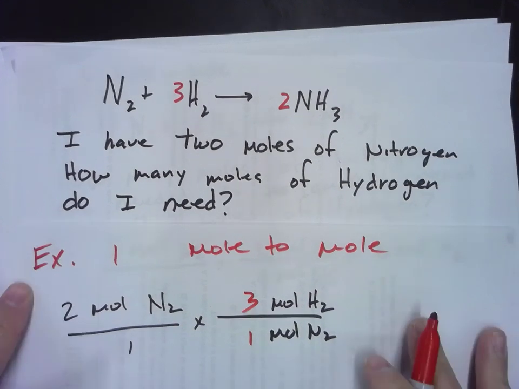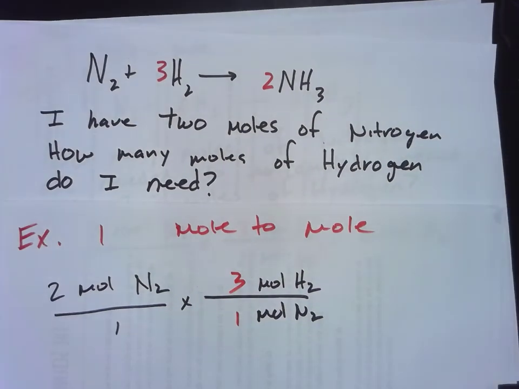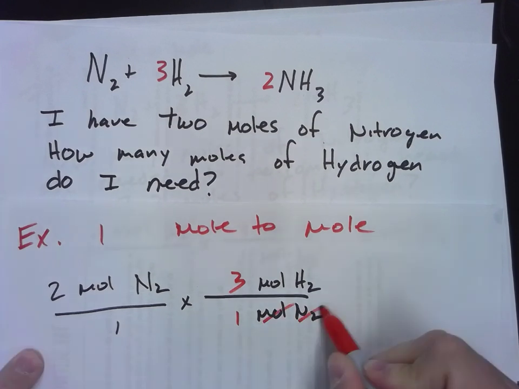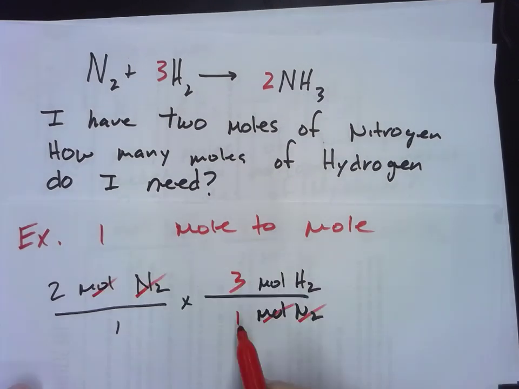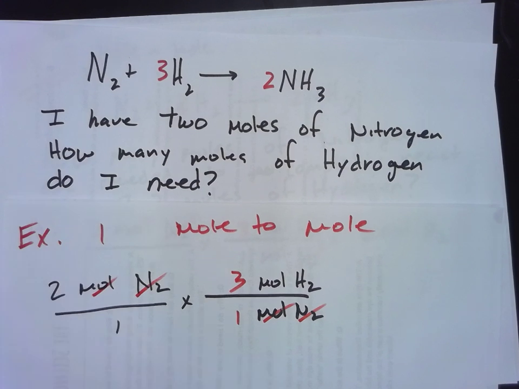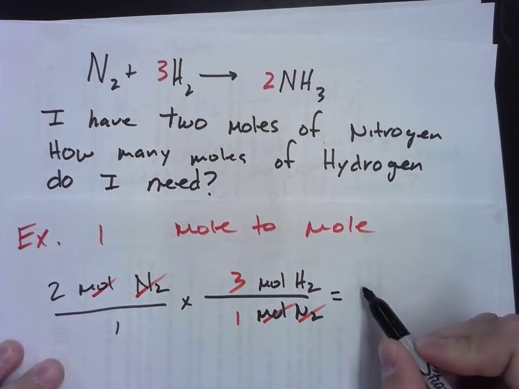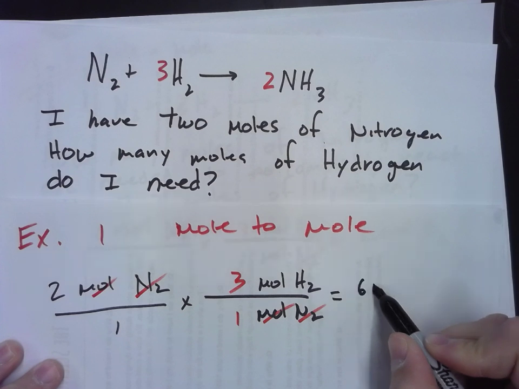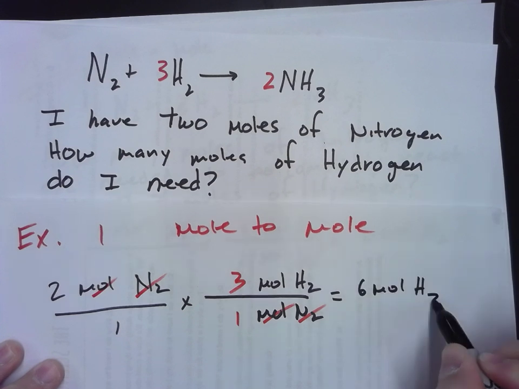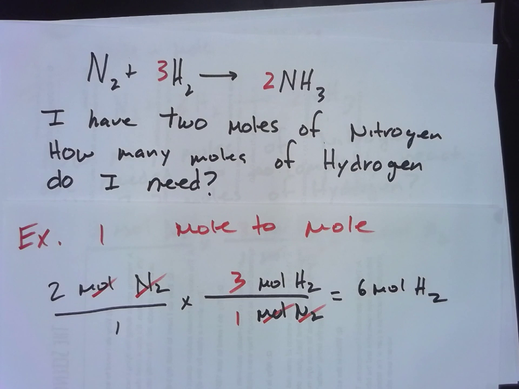You can cancel out your units, like so, and you see that all you have to do is multiply 2 times 3. So in this case, your answer is very easy. It's going to be 6 moles of H2 is what you're going to need. That's example 1, mole to mole. I'll let you copy that.